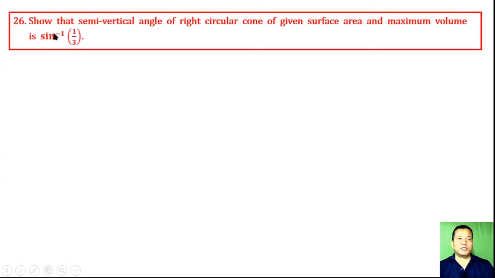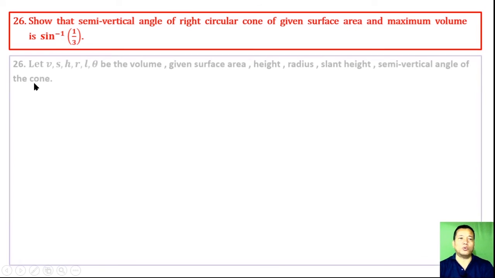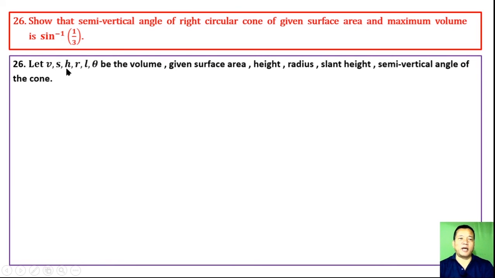Question number 26. Prove that the semi-vertical angle of a right circular cone of given surface area and maximum volume is sin inverse of 1 by 3. Let S, r, l, h, V and theta be the given surface area, radius, slant height, height, volume and semi-vertical angle of the cone.